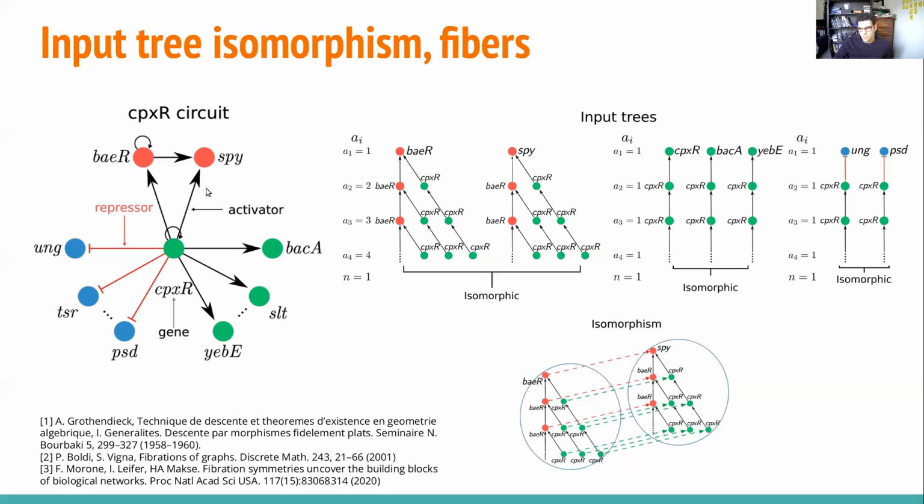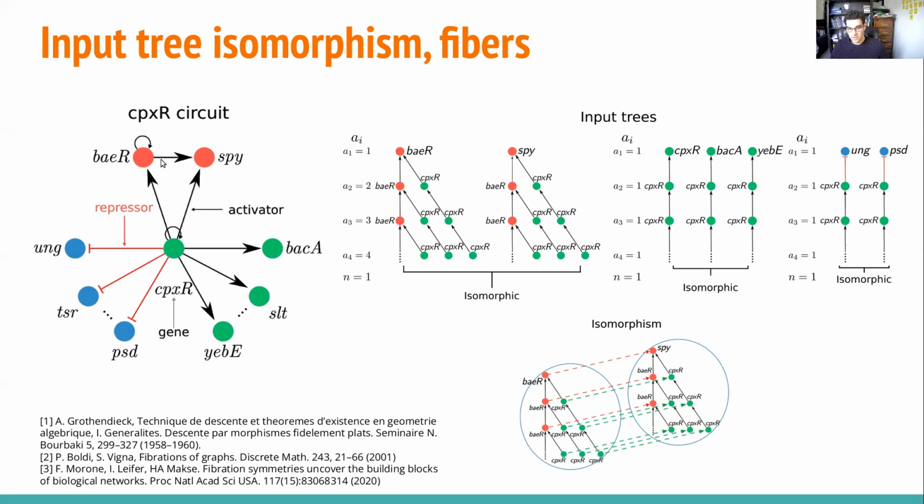But if we look at the input trees of the two red nodes, we see that they're isomorphic, or they have the same topology. So this demonstrates the isomorphism between these two trees. This is actually very important because it means that these two nodes receive the same information from the network. It's been shown that nodes that receive the same information from the network have a certain property that I'm going to talk about later. And these nodes are called fibers.